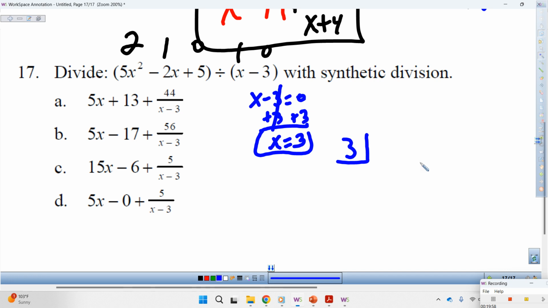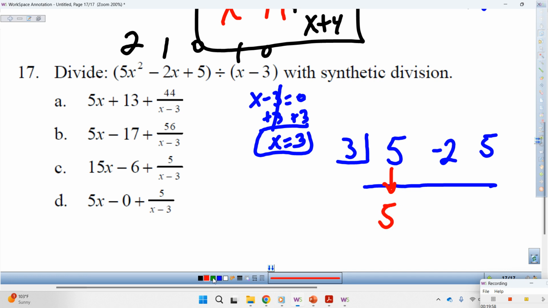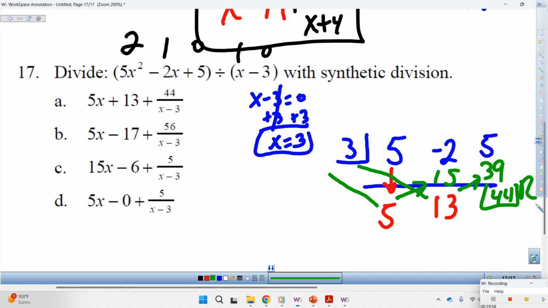So, what do I write for my numbers over here? Joseph, go. Five, negative 2, and 5. Okay. So, bring down the first number below the line, and let's start our multiplication. What is 3 times 5? 15. Combine these two, and that gives us 13. Next, 3 times 13, what is that? 39. Combine, and that gives us 44 as a remainder.